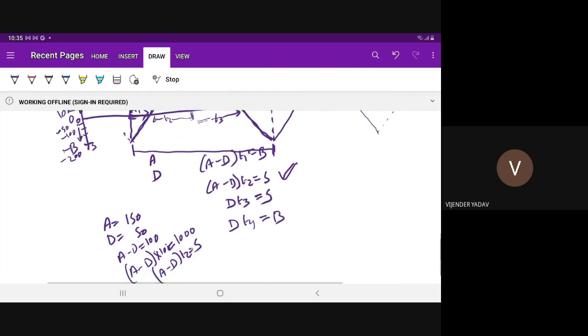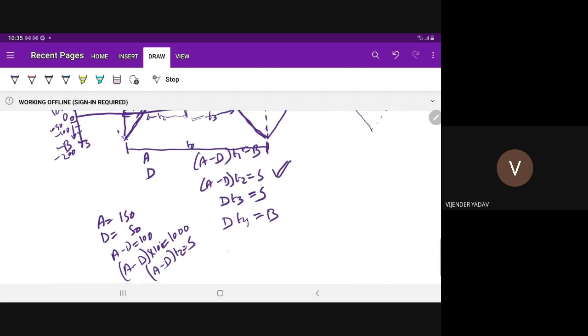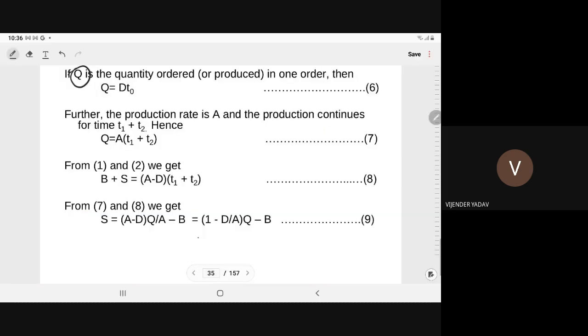So let's say this time period is t naught. Q is the quantity. So here Q is the total production quantity. So Q is equal to D into t naught.